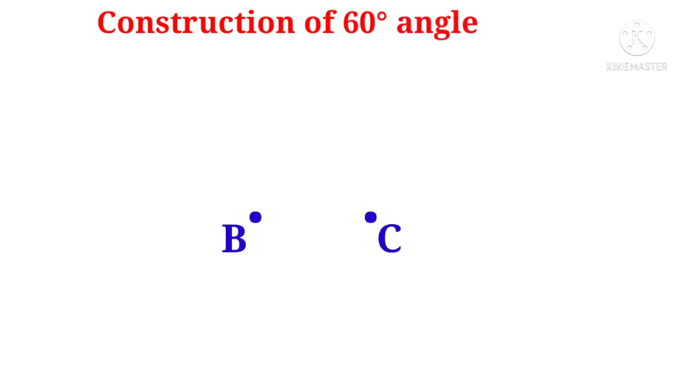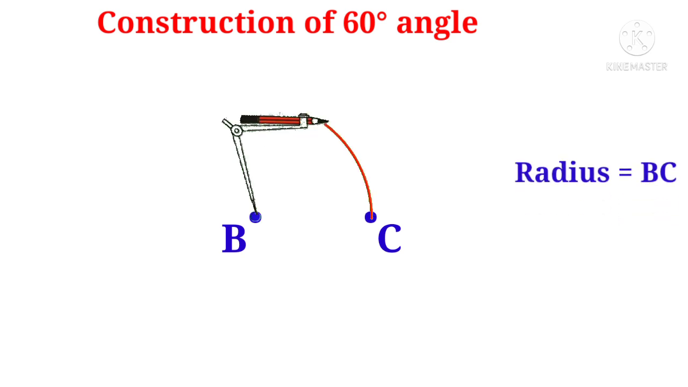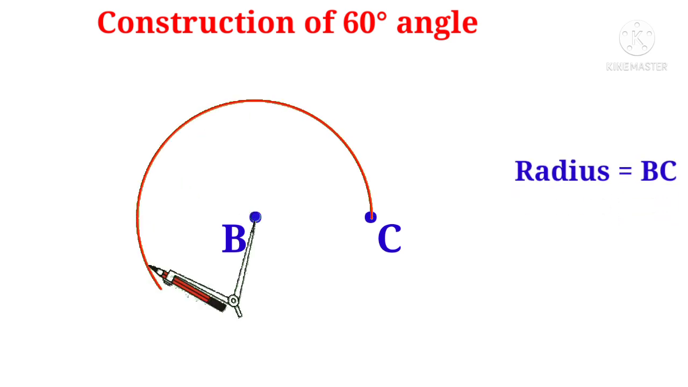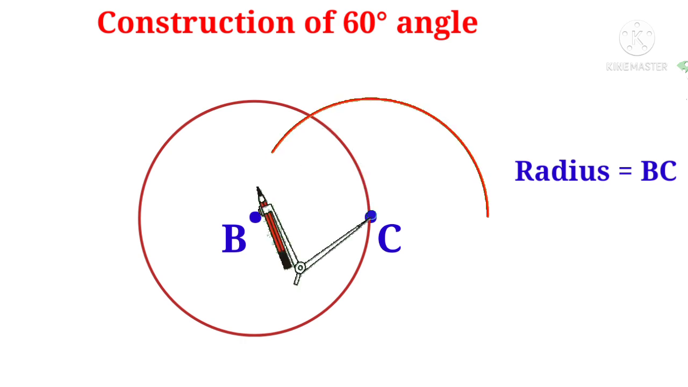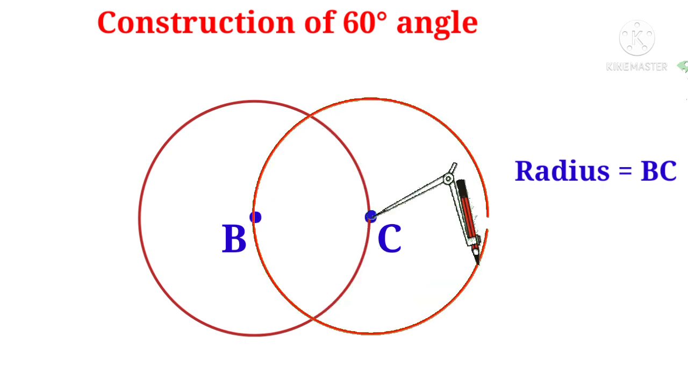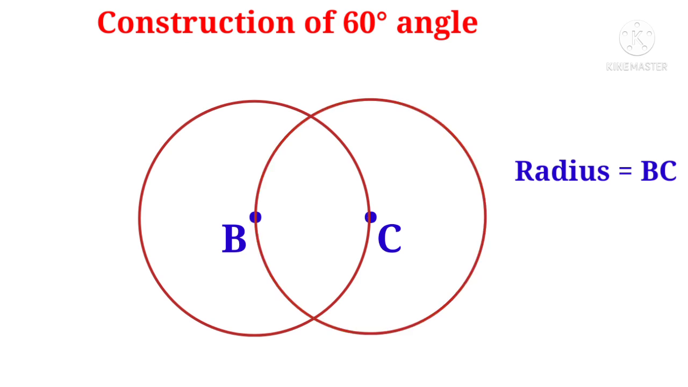For this, take any 2 points B and C, take the compass, put the sharp end at B. So with center B and radius BC, draw a circle. The circle passes through the point C. Now with center C and same radius BC, draw another circle. The second circle passes through the point B. Observe that here the first circle passes through the center of the second circle and second circle passes through the center of the first circle.